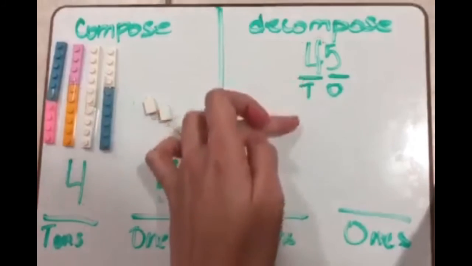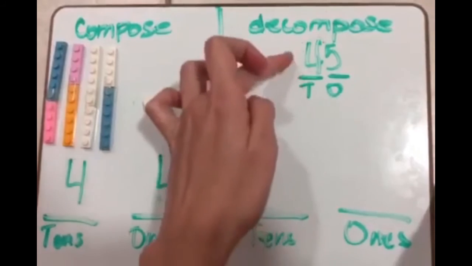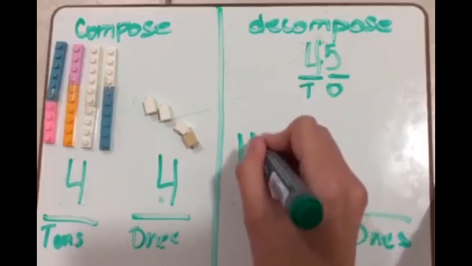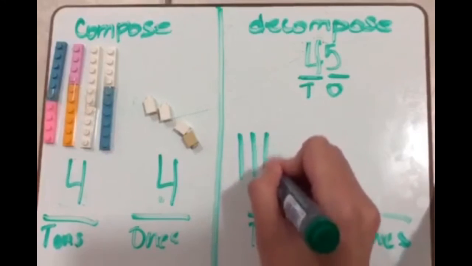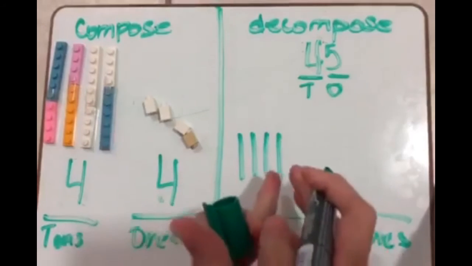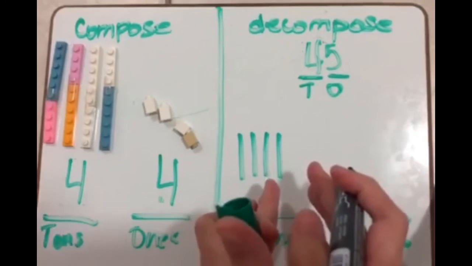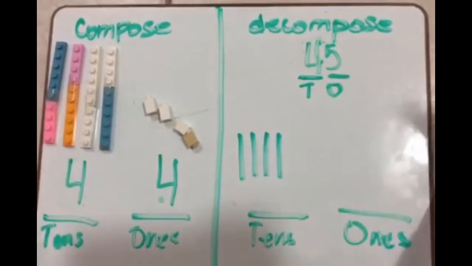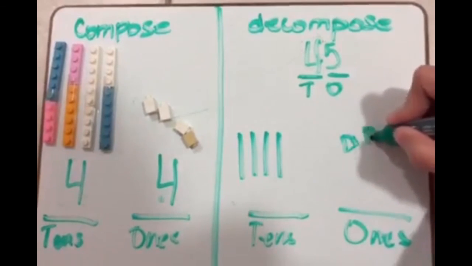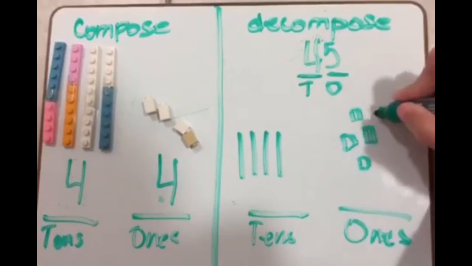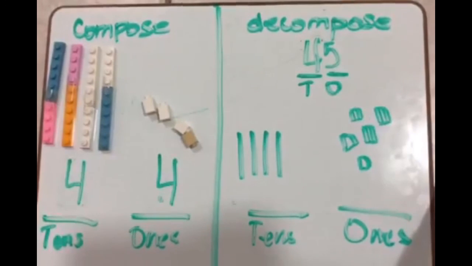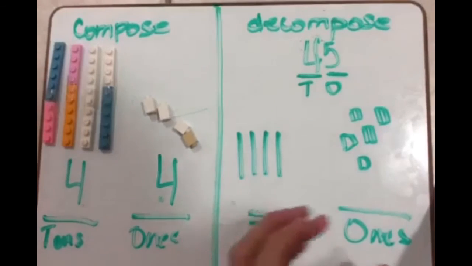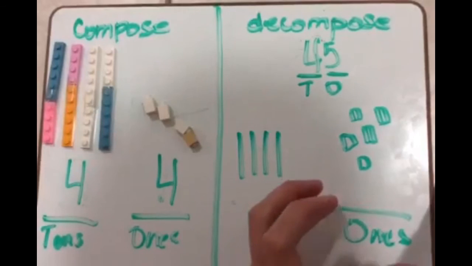So here I need to make 4 groups of tens. So I'm just going to use my sticks to represent it. 1 ten, 2 tens, 3 tens, 4 tens. And I know that each stick is composed of 10 cubes. Now for ones, I have 5. So I need to make 5 cubes. 1, 2, 3, 4, 5. So I broke apart 45 into 4 tens and 5 ones.